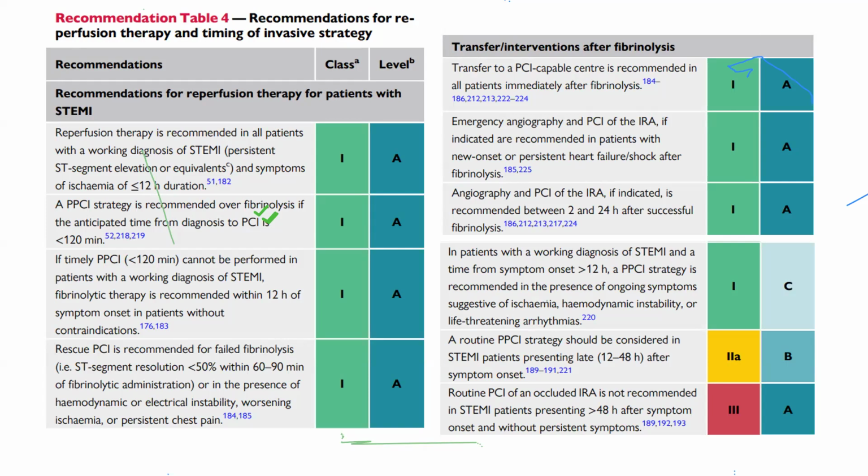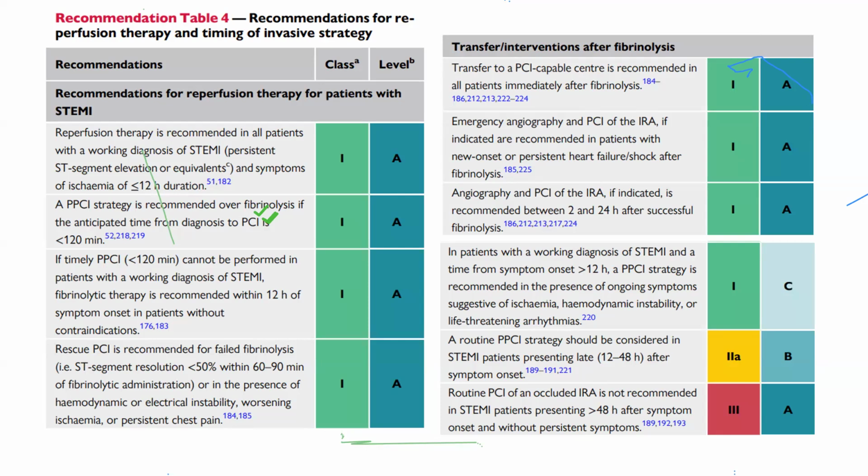Rescue PCI is recommended for failed fibrinolysis. So when you have a patient who you can't offer primary PCI in your facility, and the facility that will offer the PCI is more than 120 minutes from you, you offer thrombolysis or fibrinolysis and you refer the patient. Now, when the patient gets to that facility that can do PCI, they will evaluate whether your thrombolysis was successful or not. And that is defined by a reduction in your ST segment elevation of 50% or more within 60 to 90 minutes. If it's not, then your patient will require a rescue PCI.